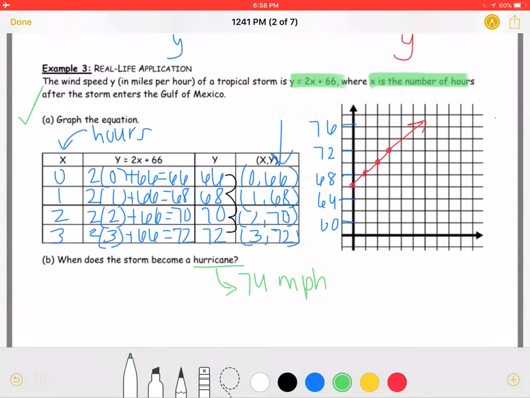If we look at our table, we only got up to 72, and that was at 3 hours. Maybe, again, you remember our pattern. We noticed that it was increasing by 2 each time. So I would get to 74 next, which means I would be at hour 4. So when does the storm become a hurricane? 4 hours after it enters the Gulf of Mexico.